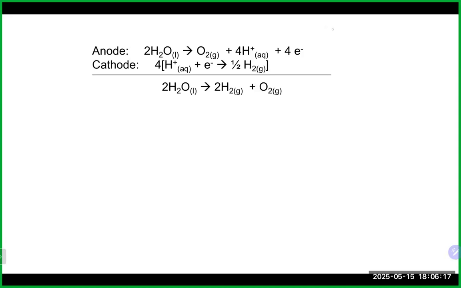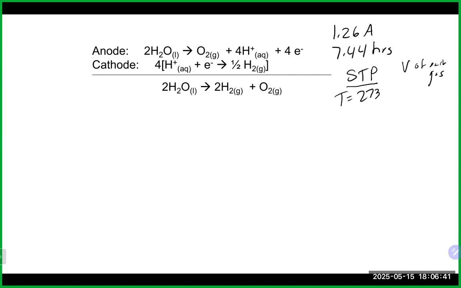So we're going to run this cell at 1.26 amperes for 7.44 hours. And we want to know, at STP, how much volume of each gas. You know what STP means? Standard temperature and pressure. Temperature is 273 Kelvin, pressure is 1 atmosphere, right? A throwback question there. All right, give it a go. So oxygen gas, hydrogen gas, how much volume of each will I get?